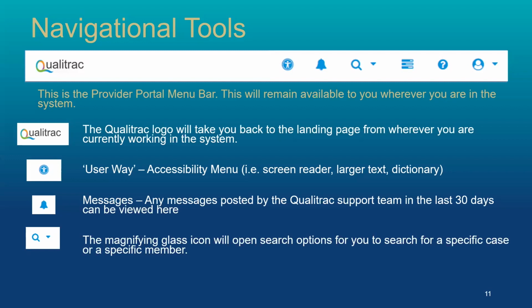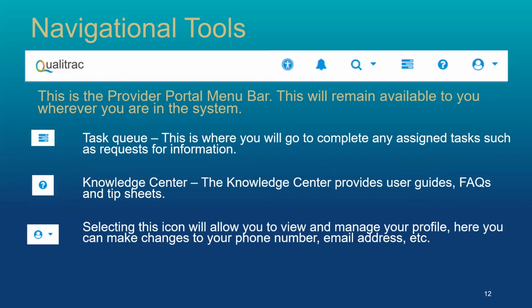The magnifying glass is probably one of the main ones that you will be using. This is where you'll be able to search for either a specific case or a specific member. And then the next one that looks like 3 bars is the task queue. This is where you go to complete any assigned tasks, such as requests for information, which we'll talk about a little bit later in the training. And then the question mark is a knowledge center. Within Qualitrac, there are user guides, frequently asked questions, tip sheets, different things like that. So if you're needing any of that, you can find it there.